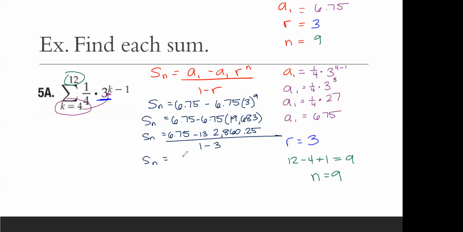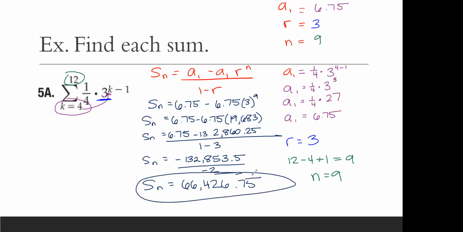So I have S sub n is 6.75 minus 132,860.25. That ends up being negative 132,853.5 divided by negative 2. And then S sub n, when you divide that, ends up being 66,426.75. Okay, and so that is the sum of the geometric series there.